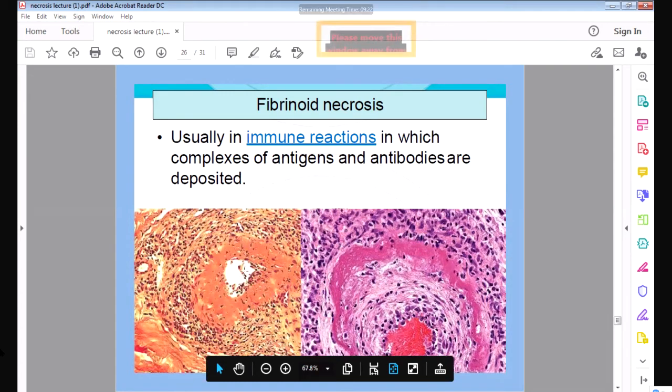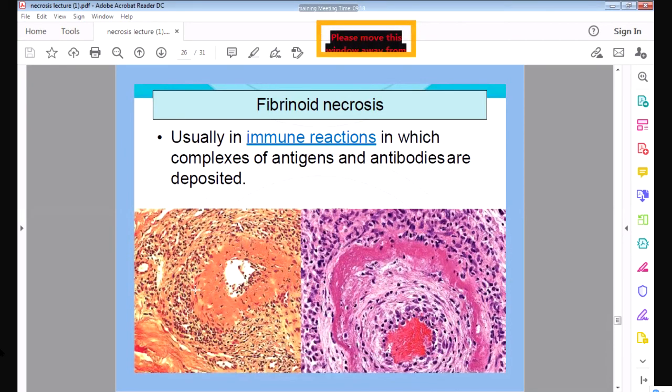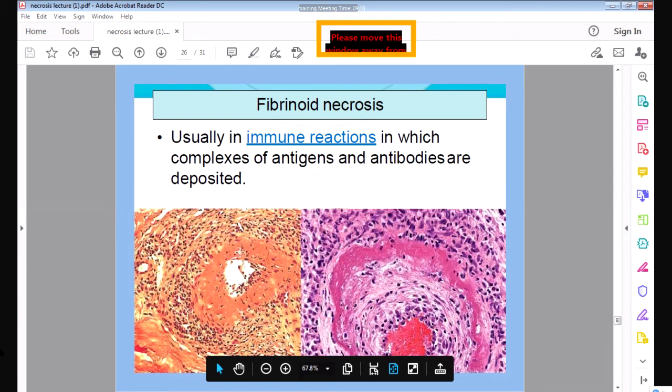This is the lumen of the blood vessel from where the blood will be passing, and this is the wall of the blood vessel. In the wall, you will have this pink material deposition. You can see this is the pink deposited material. This pink deposition material is a fibrinoid necrosis.